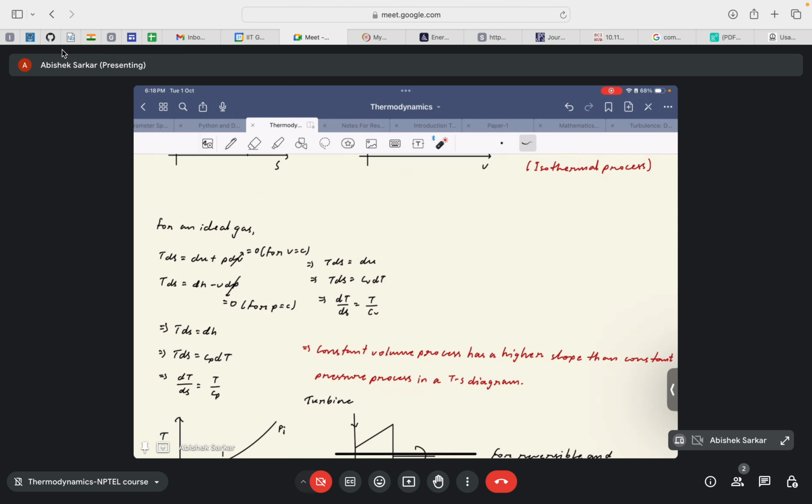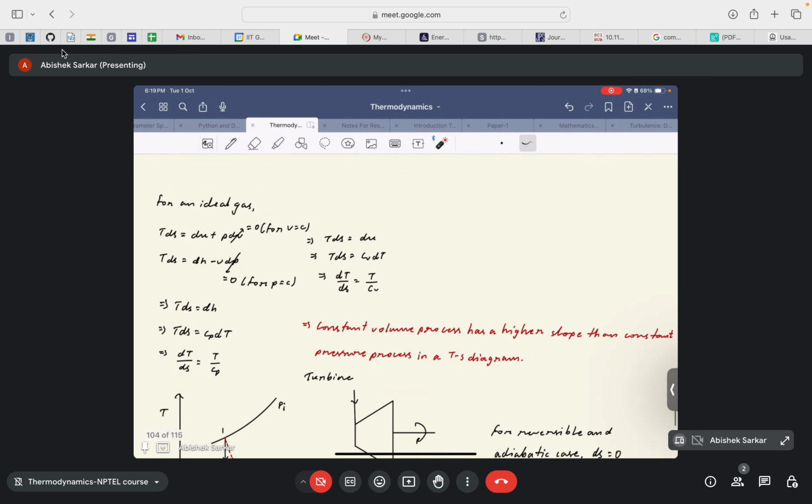So similarly, for a constant pressure process here, we will take TdS equal to dH minus VdP. Basically, we take the TdS relation which has enthalpy in the case of a constant pressure process. Why? Because you will see that the terms become much simpler. TdS would become equal to dH minus VdP, and for a constant pressure process, dP would be equal to 0. So the second term will go out, right? So we will be left with TdS is equal to dH.